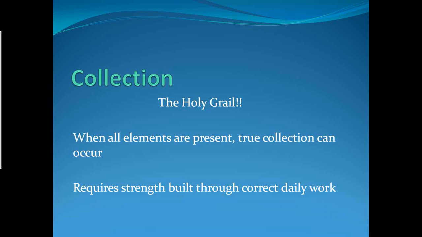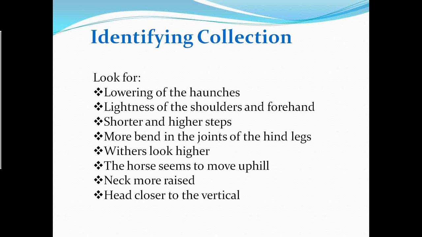Things to help you identify correct collection: you're looking for the lowering of the haunches, the lightness of the shoulders and forehand, shorter and higher steps, more bend in all the joints of the hind legs, the withers look higher, and the horse seems to move uphill. The neck is raised higher, and the head becomes closer to the vertical.